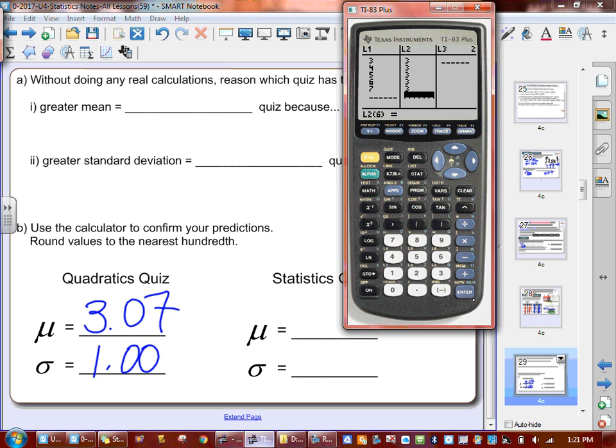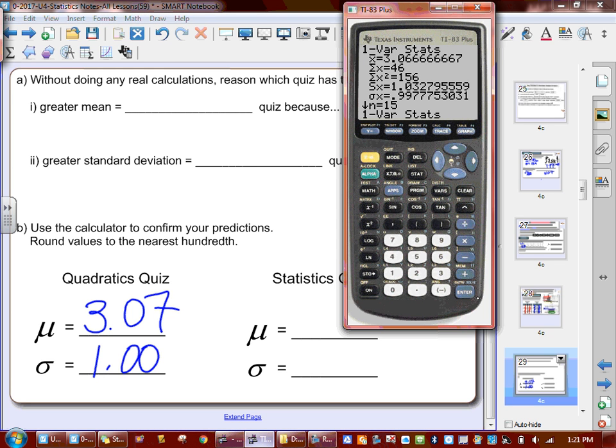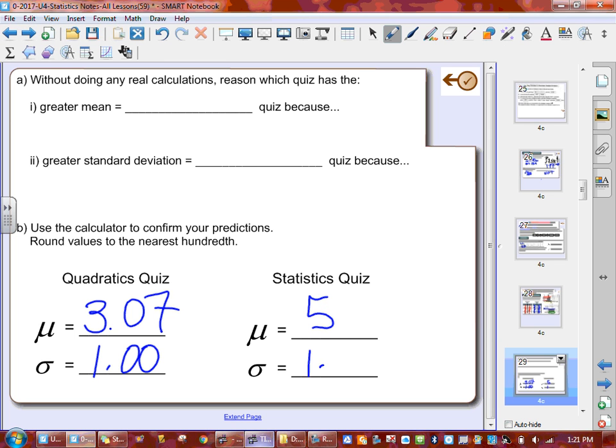So once you've got your lists loaded, again, we're going to hit Stats, right arrow to calculate, enter, L1, comma L2, because we use both lists. Second 1, comma, second 2, enter. So now we've got a mean of 5, and a standard deviation of 1.41. So 5 and 1.41.